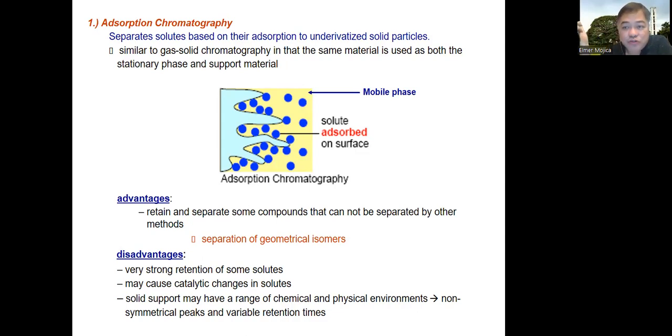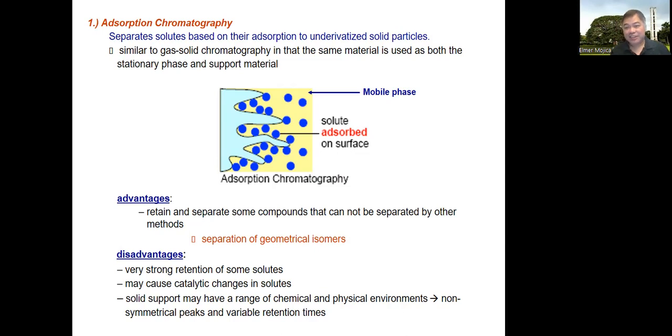So isomers, they usually have what? Almost the same property. They have the same chemical composition or chemical formula. The only thing that's different is the way they are arranged. Now, the disadvantage of this is it adsorbs your compound. It can retain it for a while. So there's a very strong retention of some solutes.